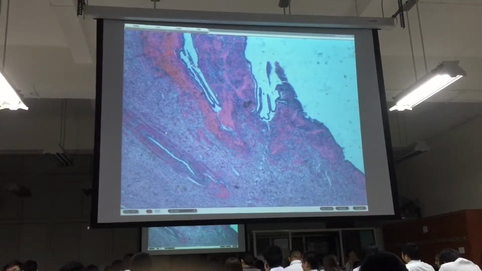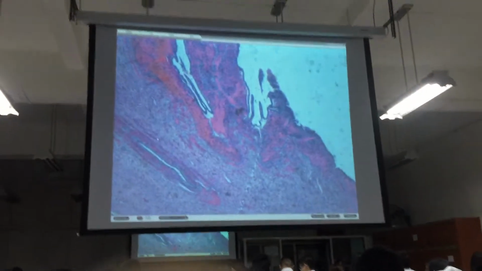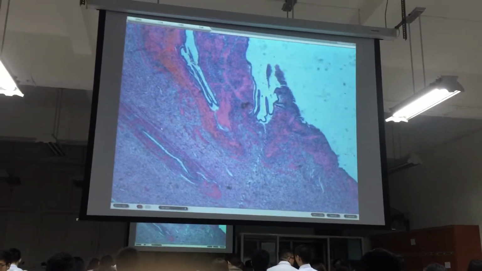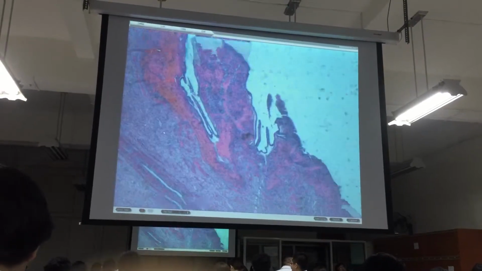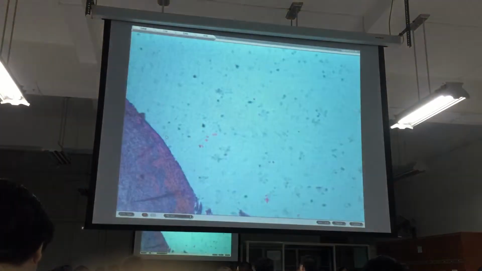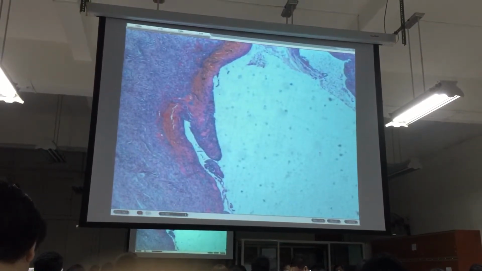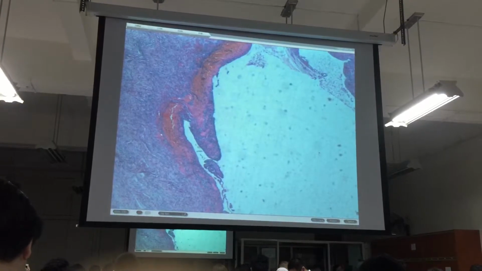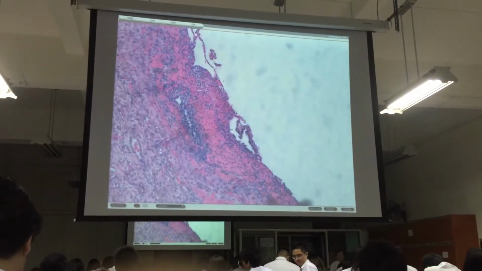Either this is lined by endometrial epithelium or hemosiderophages, or hemosiderophages plus endometrial stroma. Okay. So this is the cyst. Okay. And of course, the red areas there, it is hemorrhagic. At high magnification, what is the lining? Okay.